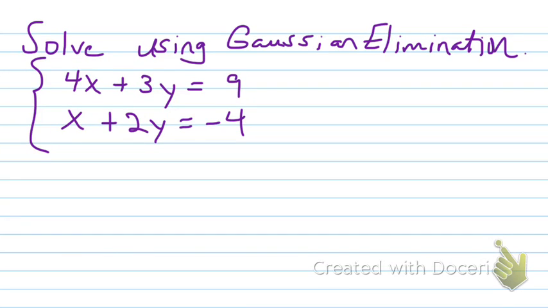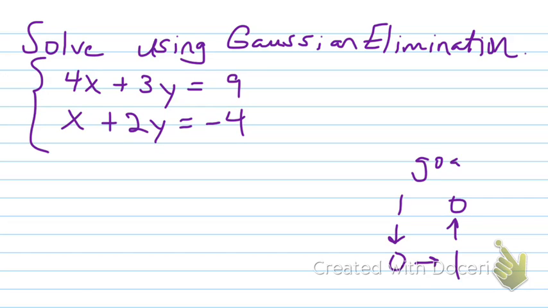To solve this system using Gaussian elimination, keep in mind that our goal is to end up with REF, a 1 in the first spot, a 0 underneath, then you move on to the next column, a 1 on the diagonal, and a 0 anywhere else. So that's what we want this to look like.